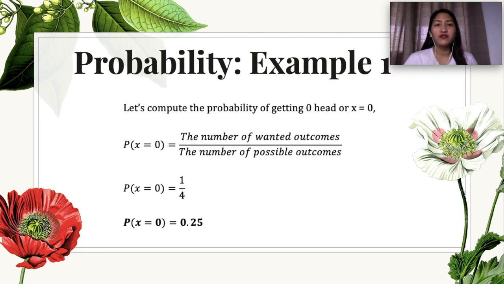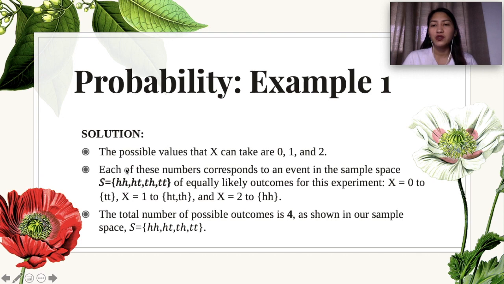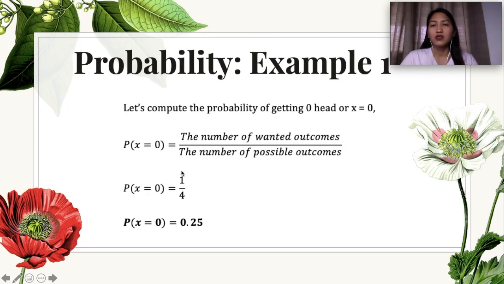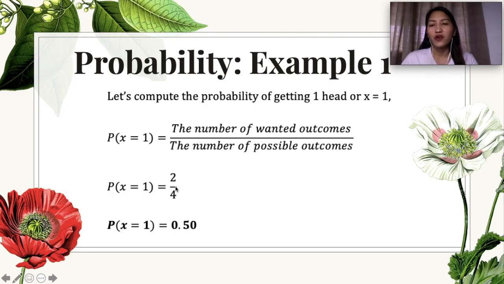Now, let's compute the probability of getting 0 heads, or where X is equal to 0. The probability of getting 0 is 1 over 4. Why? Because you have 1 chance over 4 of getting 0 heads. There is only one scenario. So, you have 1/4 or 0.25. Now, let's compute the probability of getting 1 head, or X is equal to 1. If the formula is the number of wanted outcomes over the number of possible outcomes, then for getting 1 head, we have 2 scenarios. These two. So, that is 2 over 4. The probability where X is equal to 1 is 1/2.